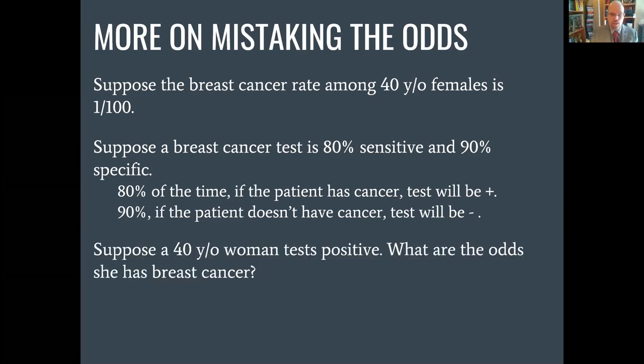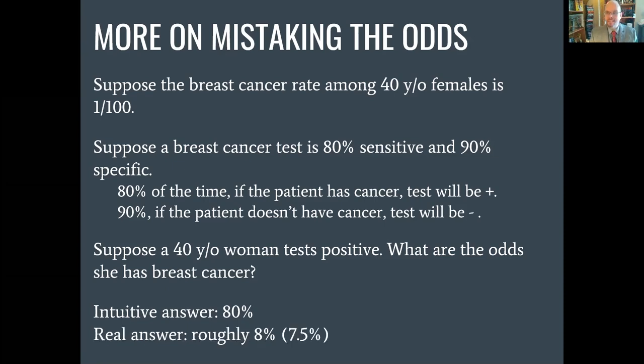So suppose a 40-year-old woman tests positive. She goes in and gets tested for cancer. The test comes back positive. What are the odds that she has breast cancer? Intuitive reasoning will tell you 80%. Right? At least between 80 and 90%, right? Maybe you're not sure which one of these numbers is the more important one, right? But at best it's 80%, at worst it's like she's 90% likely to have cancer because the test came back positive, right? The answer actually is 8%, not 80%, 8%.